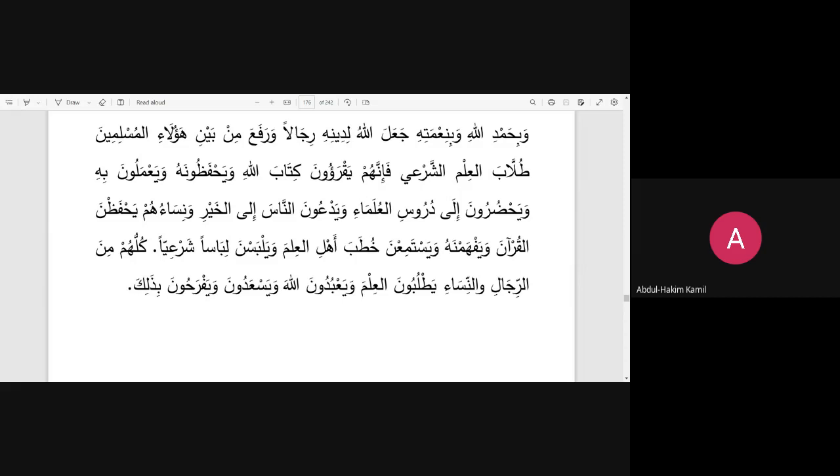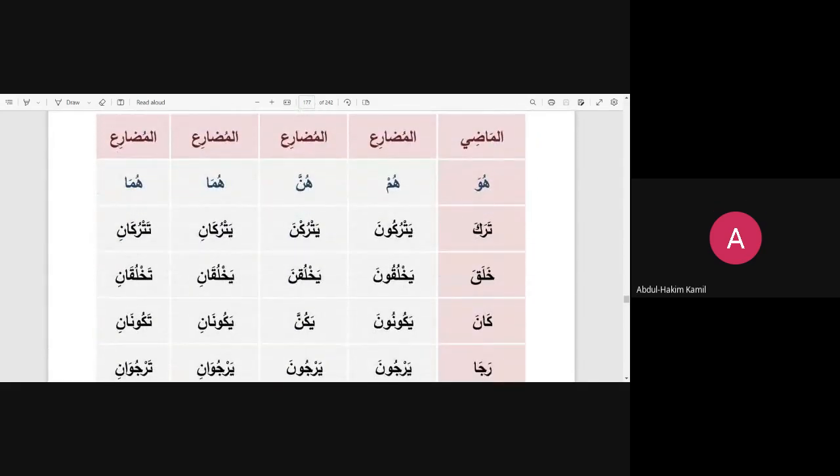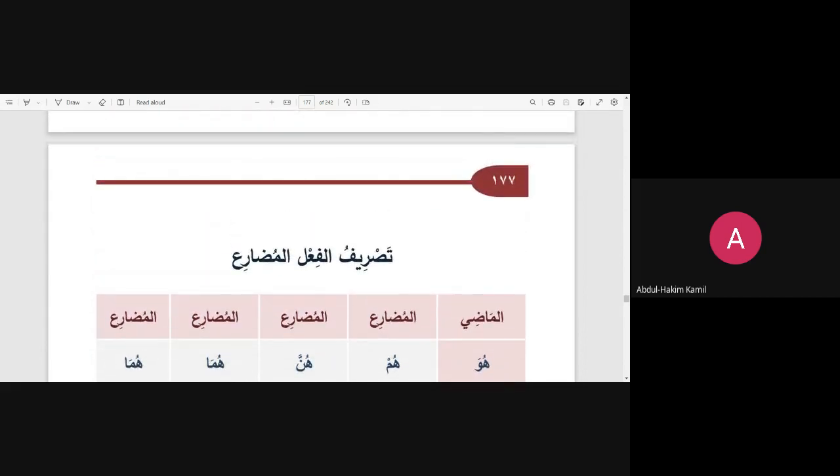Na'am. If that's the case, we're going to move on. Y'all have to read that little spot tomorrow, but we're moving on. Look how these verbs conjugate. We're moving on. Yep. We're on page 177.